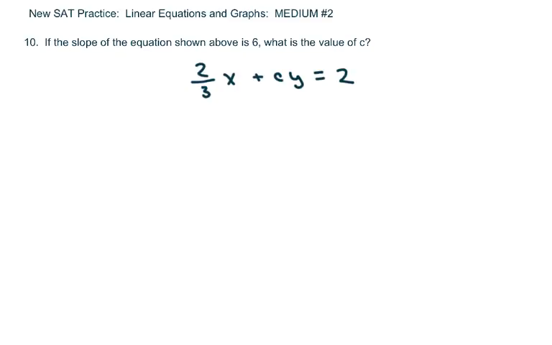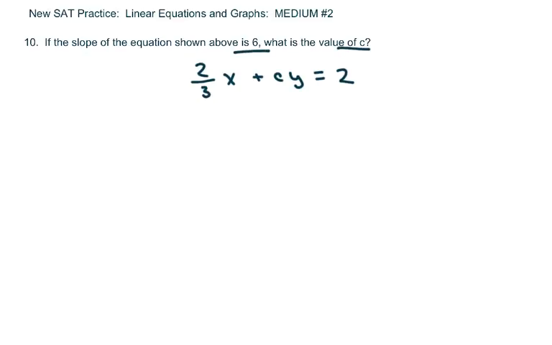Hi everyone. We're doing part 2 of the medium linear equations and graphs. As usual, I suggest that when you watch the video, you try to solve it before I solve it. Just pause it. So basically on number 10, they say the slope of the equation shown is 6.